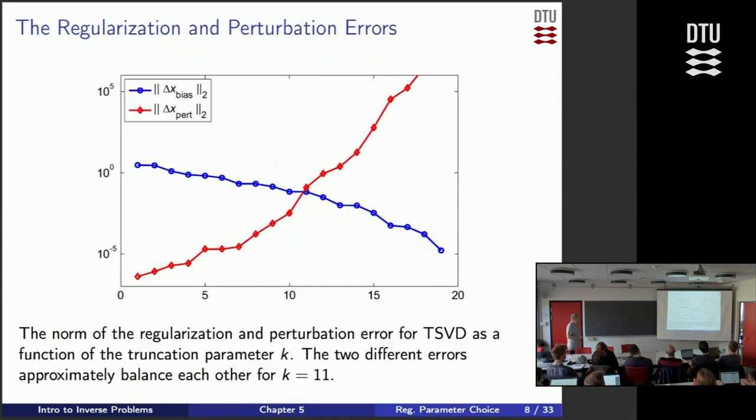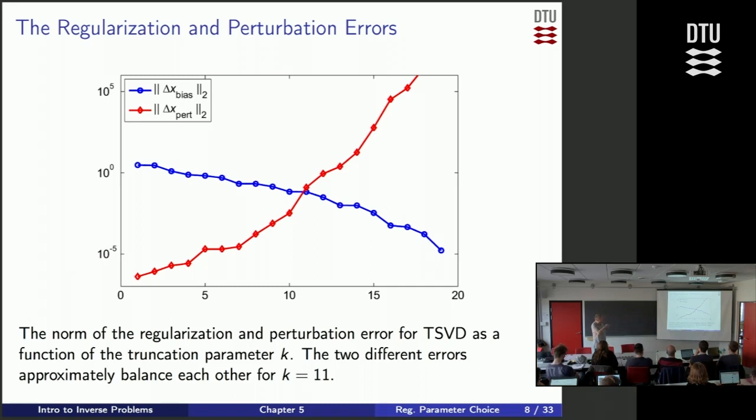We see the norm of the regularization error. That's the blue line here. Along the x-axis we have k, and as we increase k, sure enough, we include more and more SVD components, and the regularization error goes down as expected. And we can show that it goes down monotonically with k. At the same time, when we increase k, the perturbation error increases because, as I said, we include more and more noise. And if we include many SVD components, we see that the noise really blows up, doesn't it?